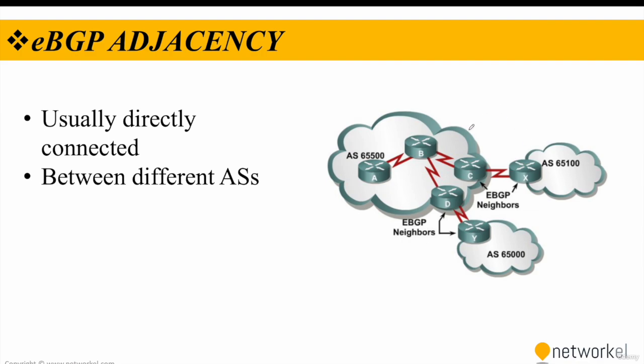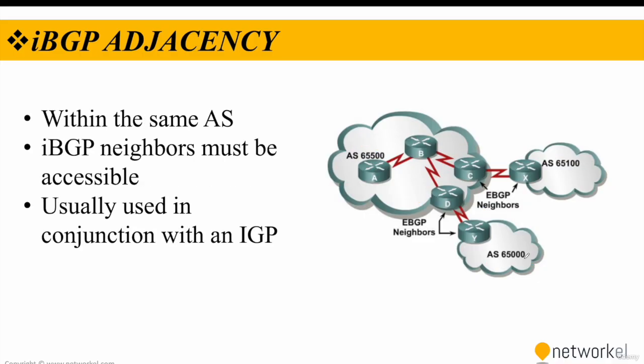If you check the example on the screen now, for example, router C and router X are in different ASes and they are eBGP neighbors. For example, router D and router Y are in different autonomous systems, right? And they are eBGP neighbors.